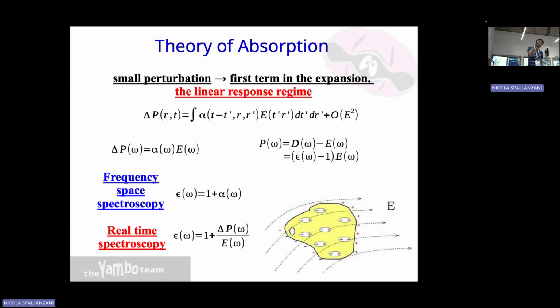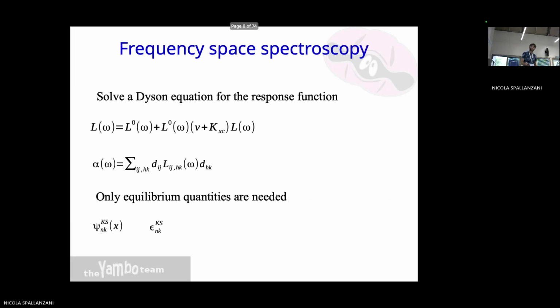But then we can also try to compute the dielectric function, let's say, without directly extracting the polarizability, but computing the change in the polarization and the change in the electric field. So these are two alternative approaches to get the same quantity.